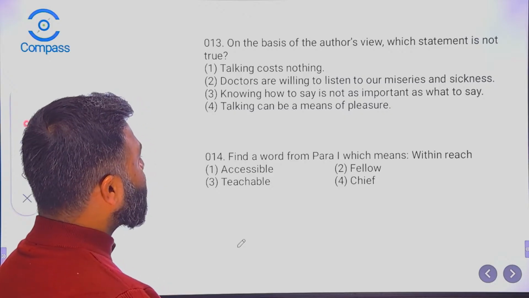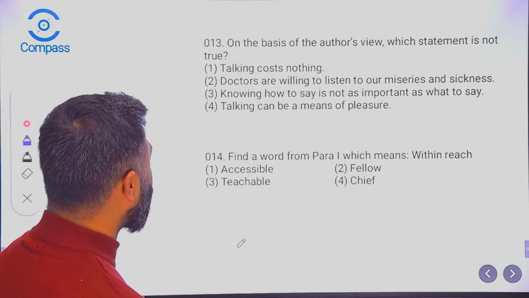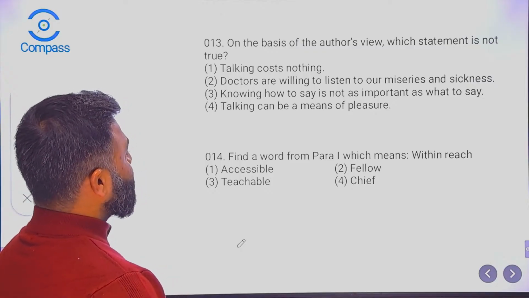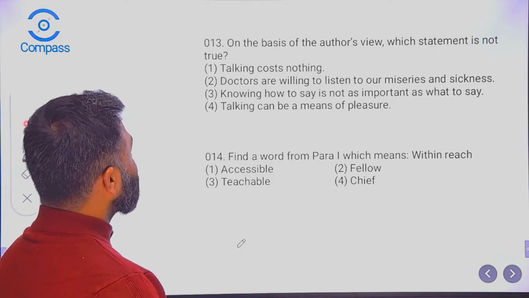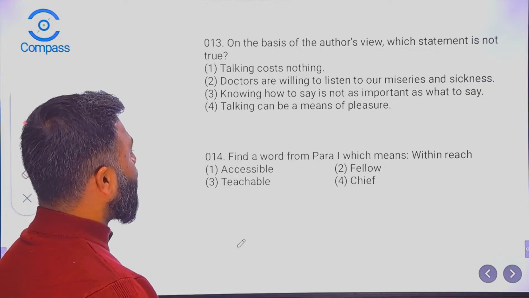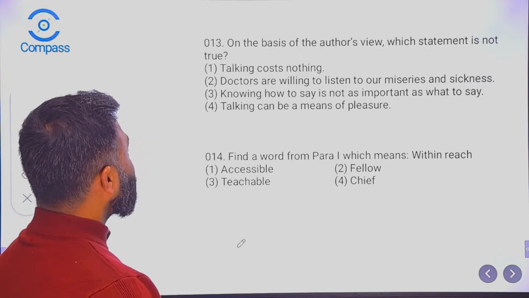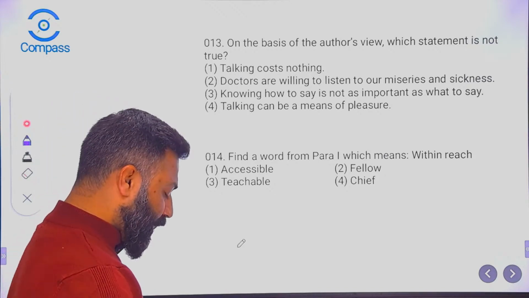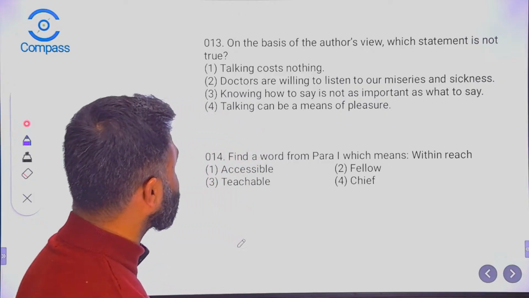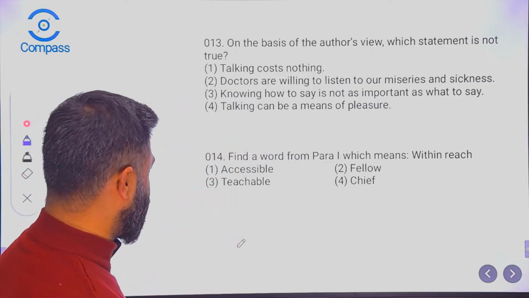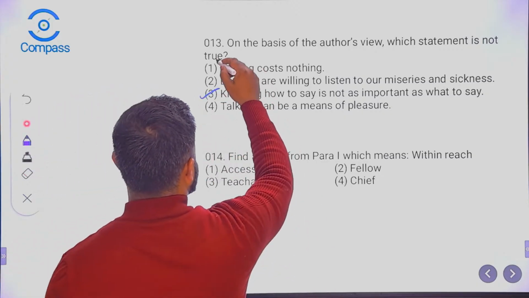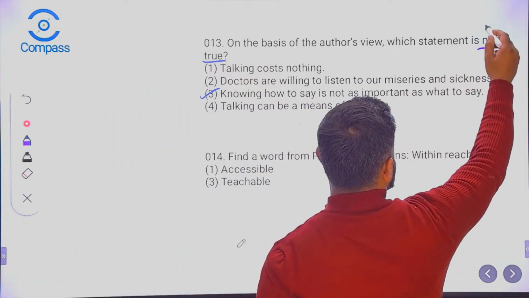On the basis of the author's view, which statement is not true? Talking costs nothing. Doctors are willing to listen to our miseries and sickness. Knowing how to say is not as important as what to say. Talking can be a means of pleasure. Come on, what do you think? What should be the right answer to this question? Okay, so yes, this is not true. That means false. Not true here means false.